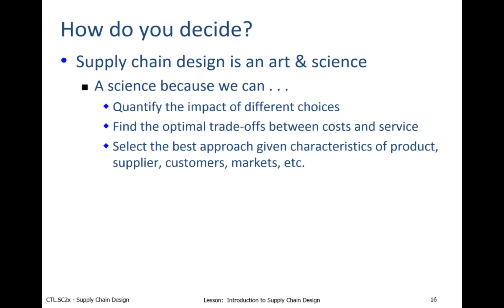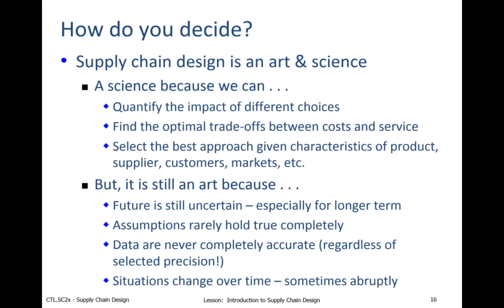And these are all being made to find that optimal trade-off between costs and service, as well as between different types of costs. And using these models, you'll be able to select the best approach given the characteristics of the product, the supplier, the customers, the markets, and any other thing that might have a factor. But it's also an art because the future's uncertain. We don't know where things are going to go.